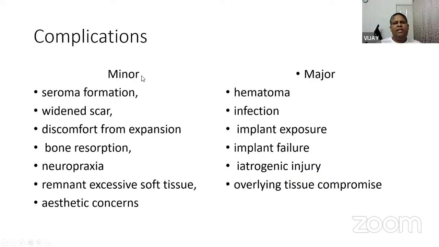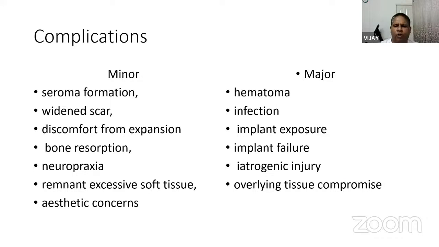The various complications of tissue expander are seroma formation, widening of the scar, discomfort from expansion, and bone resorption if you keep it on a bony surface. Most of the time you need a bony surface to keep the tissue expander. Because of the stretch of the nerve, there can be neuropraxia. Sometimes there can be excessive flabby tissue also.